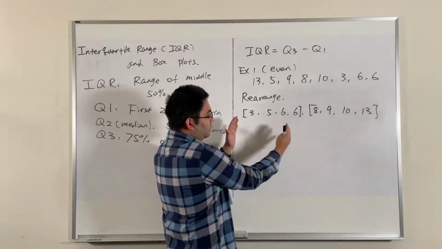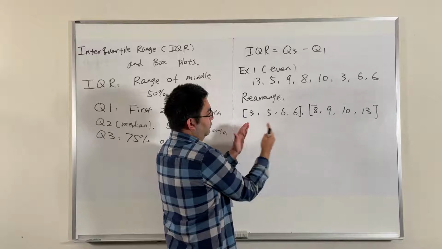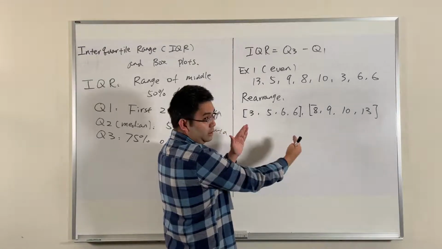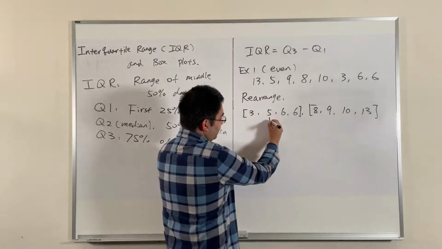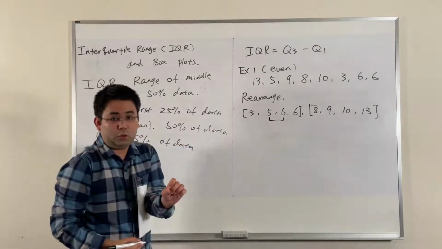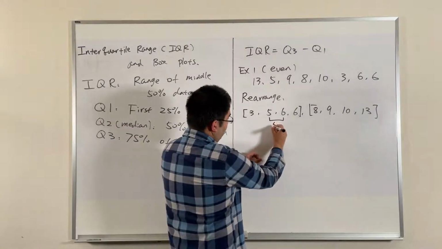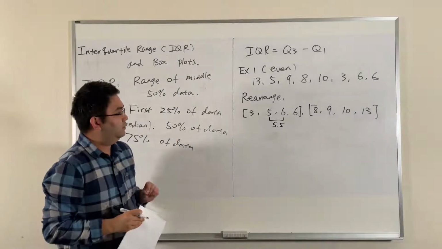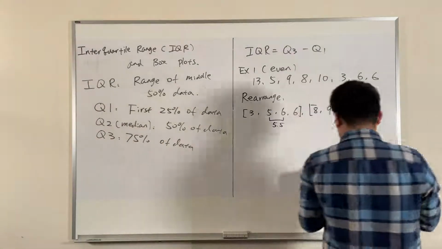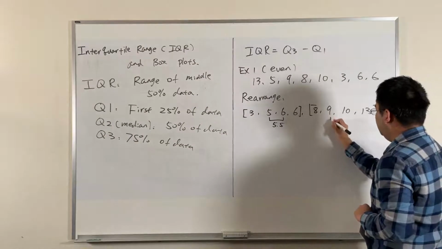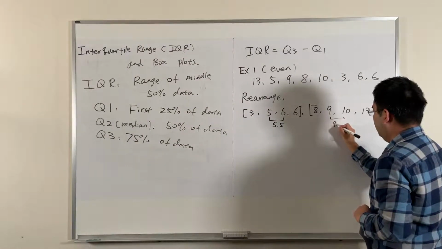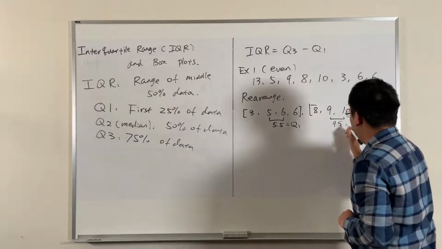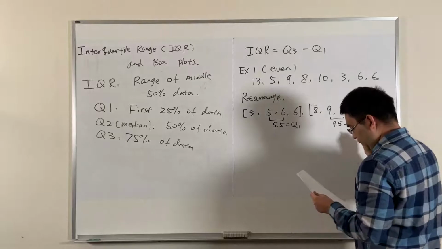So that goes back to the concept of if you have an even number of data points and you want to find your median, we take the average of the 2, right? In this case, the average of the 2 equals 5.5. And you do the same for the last 4 values. In this case, this will give us 9.5. So this is your Q1 and this is your Q3, right?